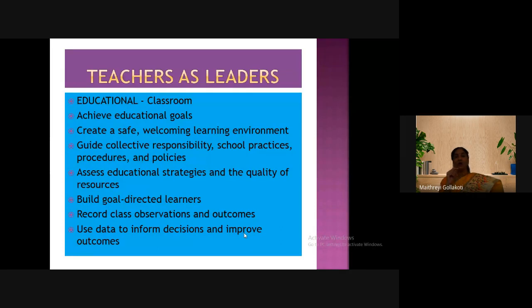Record class observations and outcomes. This is for the teachers. We have to maintain a teaching journal. That's a very good practice. I request all the people who are participating here to consider this idea. If you are already following, very good. Because with this teaching journal, every day you note down just little points.